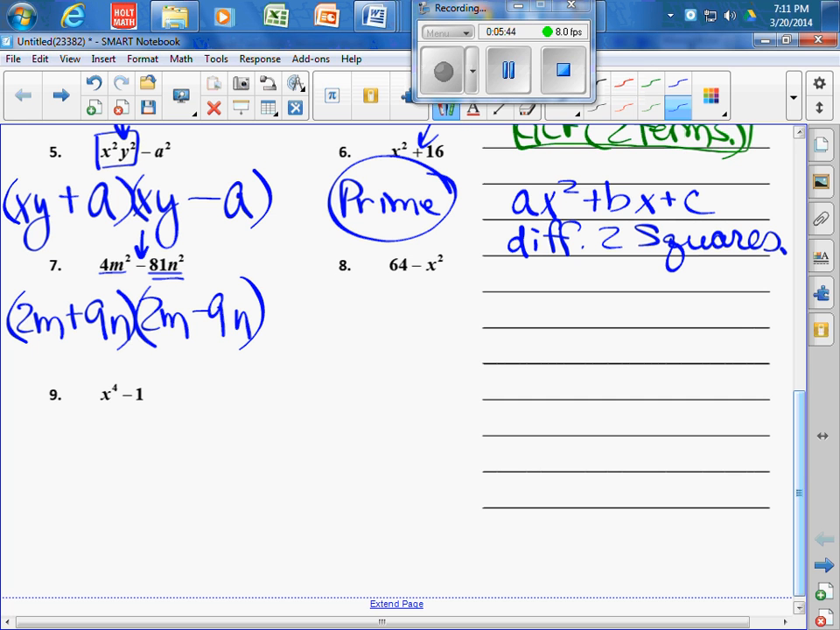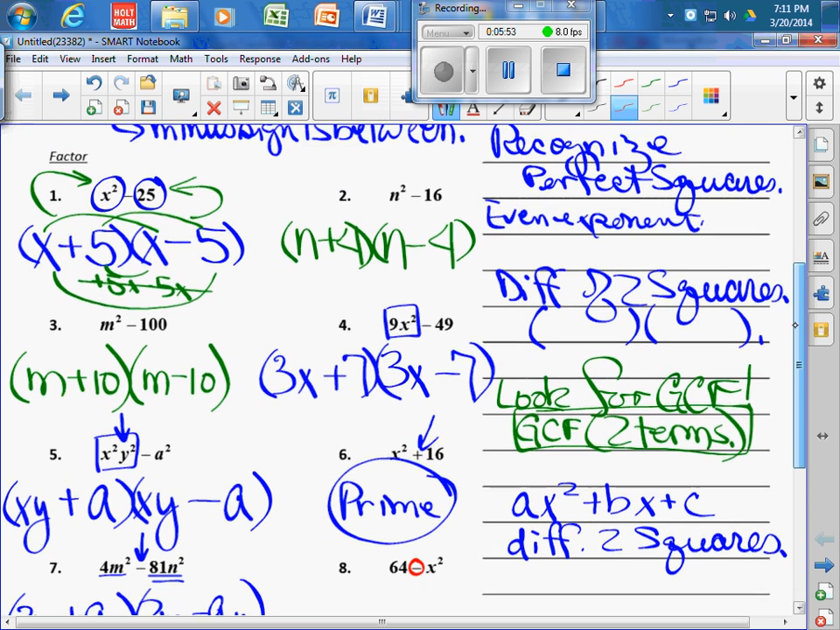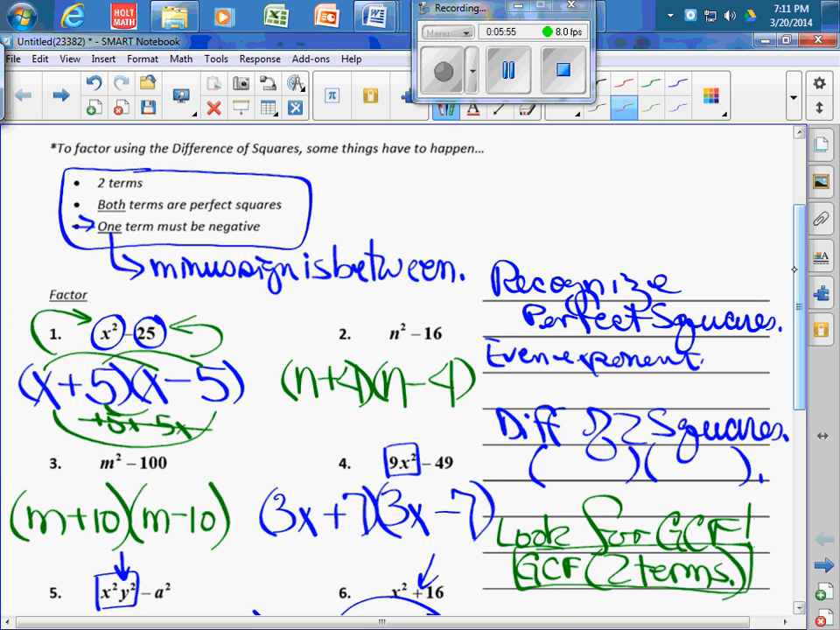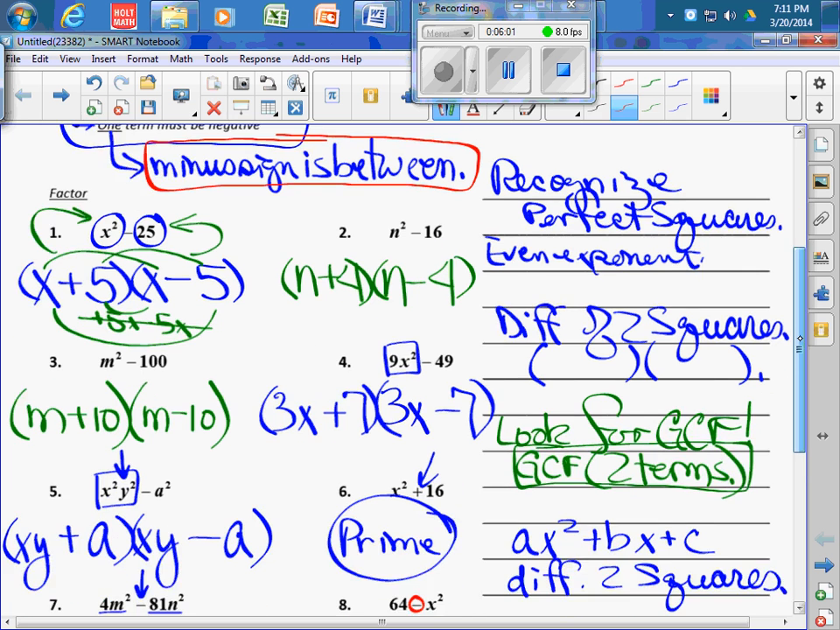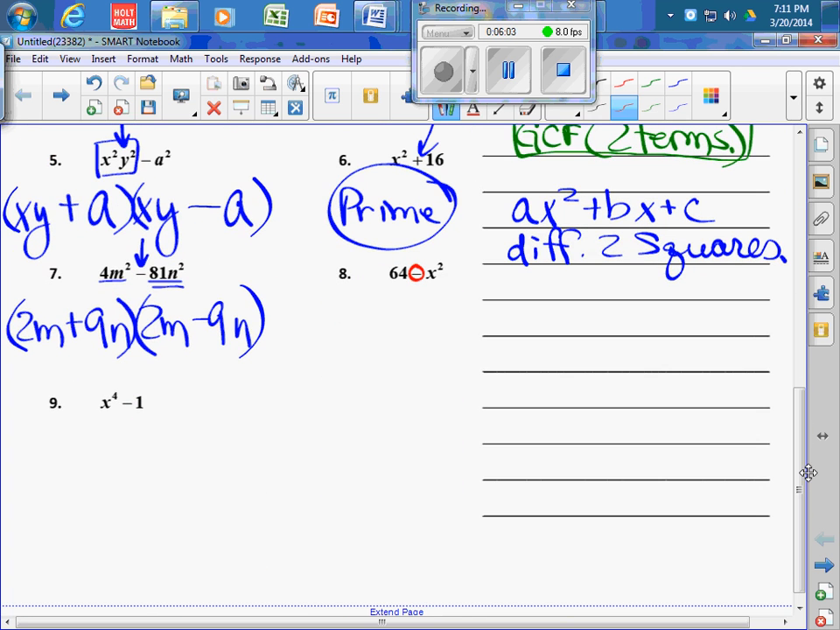In number 8, make sure you keep the minus sign in between the two numbers. Now, normally we would want to write this in descending powers, if you remember that, right? But when we're talking about a difference of two squares, I want the minus sign in between the two numbers. I want to keep it just like it is. I don't want to write this negative x squared plus 64. I want the minus sign right where it is.